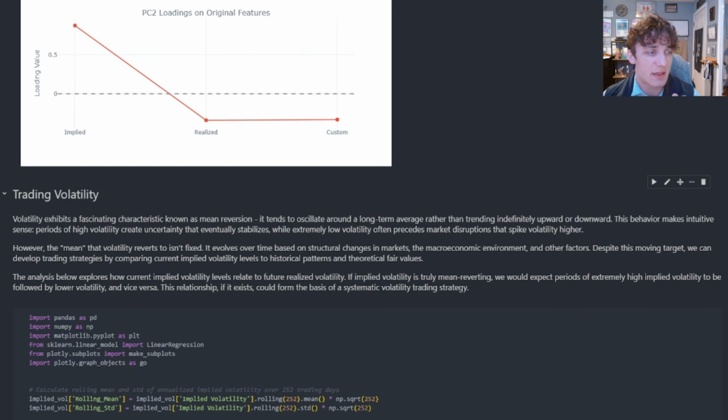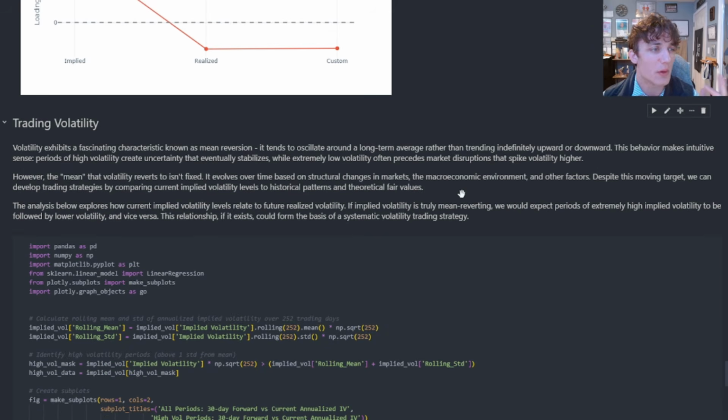We can now start to discuss trading volatility. We have these different measures of volatility. We know how implied volatility is calculated. The only thing that we really need to understand now is how that implied volatility impacts price, and then come up with some sort of statistical model to justify our trades.